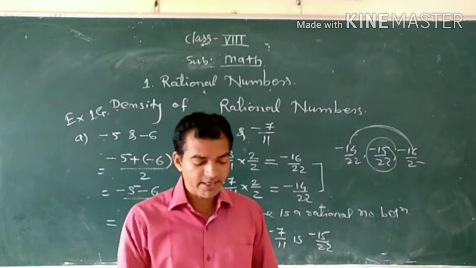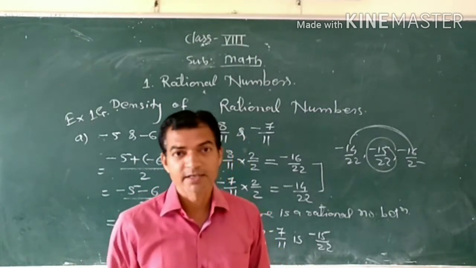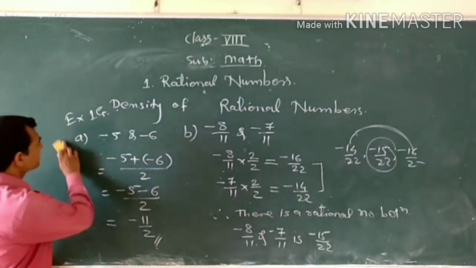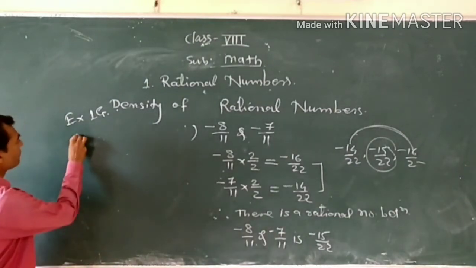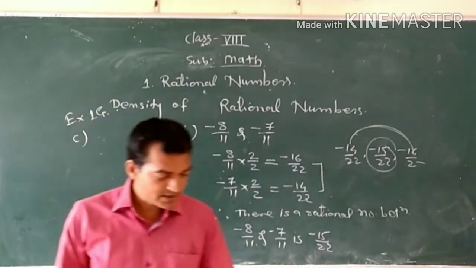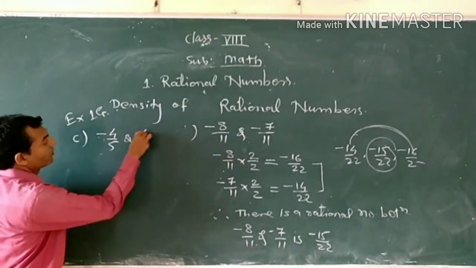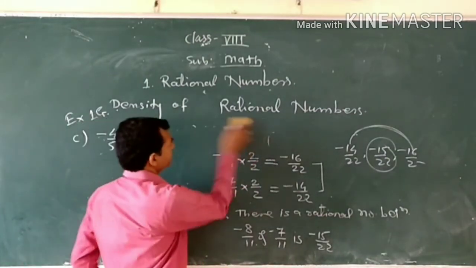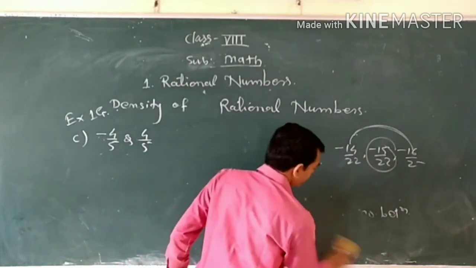Minus 4 by 5 and 4 by 5. This is a very simple problem. Question C: you have to find a rational number between minus 4 by 5 and 4 by 5. If you draw the line, you can easily get it. Which number is that? Can you tell me?